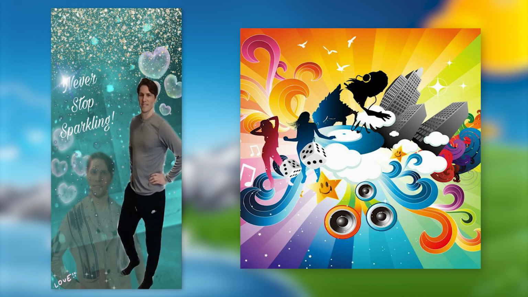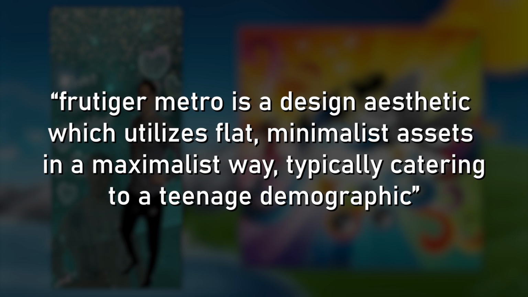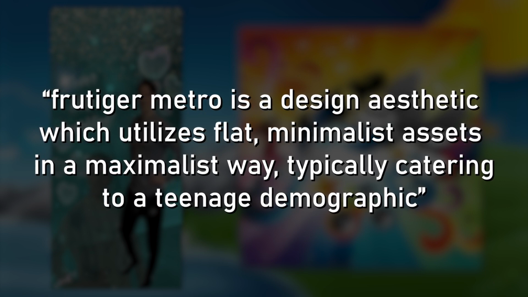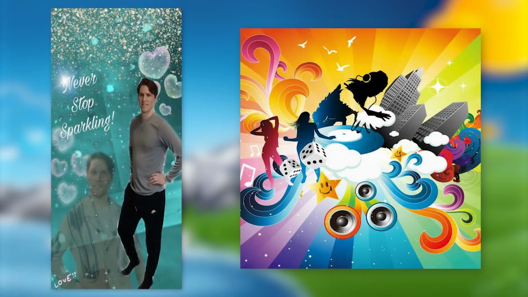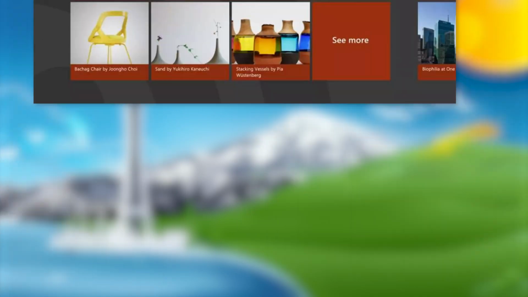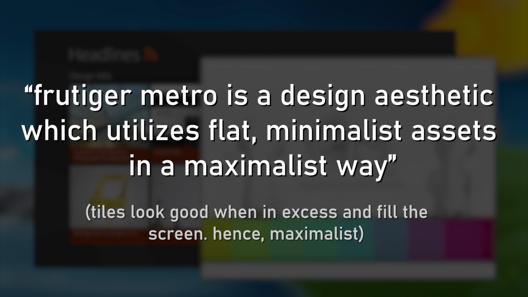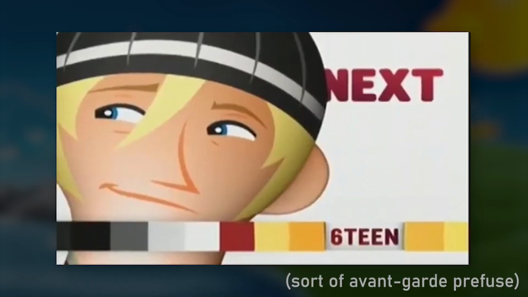So my favorite broad definition is based off the Vector Bloom subcategory. Frutiger Metro is a design aesthetic which utilizes flat, minimalist assets in a maximalist way, typically catering to a teenage demographic. I believe this definition effectively conveys the idea of Frutiger Metro while still differentiating it from similar styles at the time, like the Metro design language or the Cartoon Network nudes. Remove catering to a teenage demographic from the definition and you get Metro. Remove flat from the definition and you get the CN nudes theme.